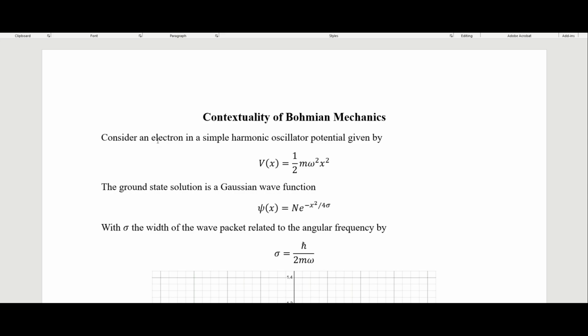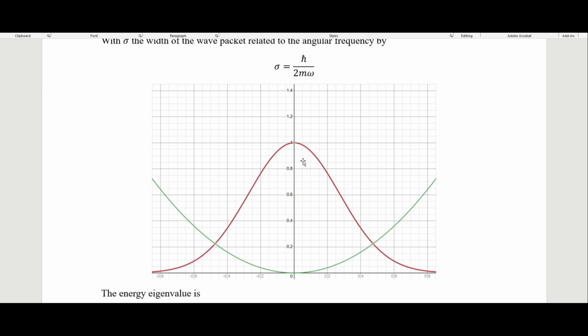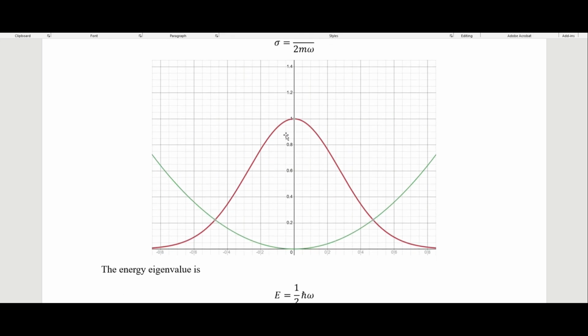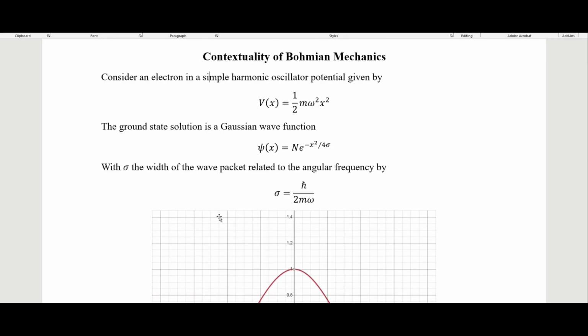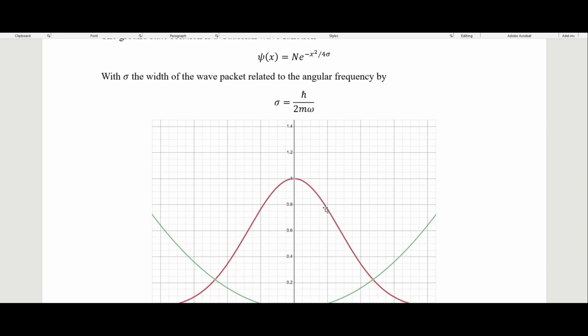Let's consider an electron that's in a simple harmonic oscillator potential. In one dimension, that would look like this. This is just something I quickly put on Desmos, but it would look something like this, where the green is our potential energy, and the red would look like the wave function. That's because this would be our wave function, where we have e to the negative x squared over 4 sigma. And so it would look kind of like this.